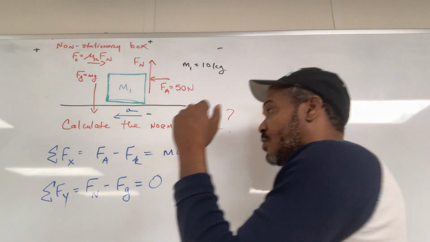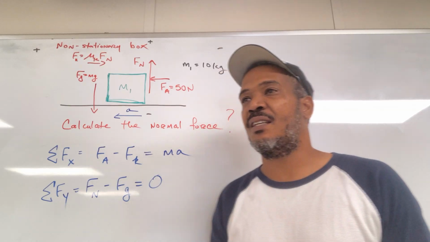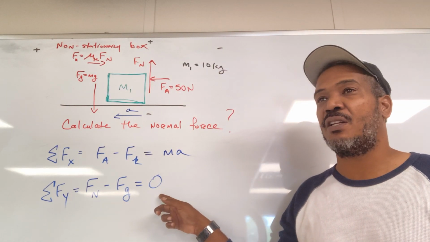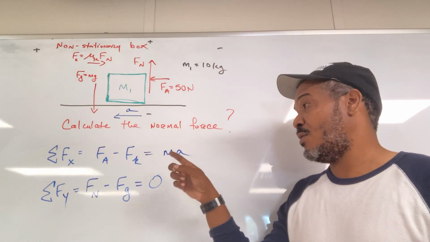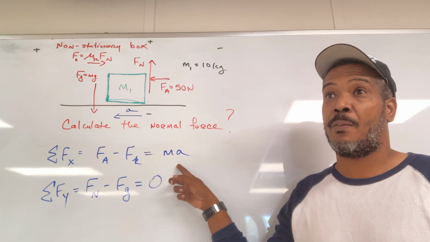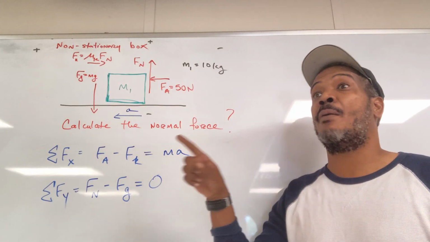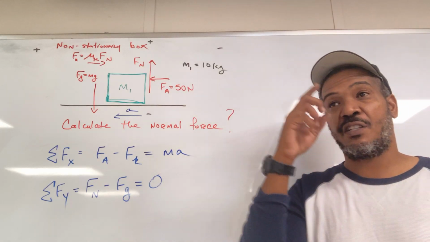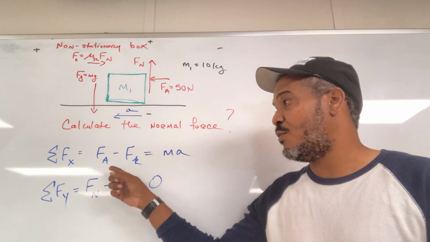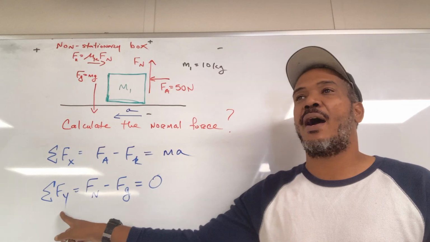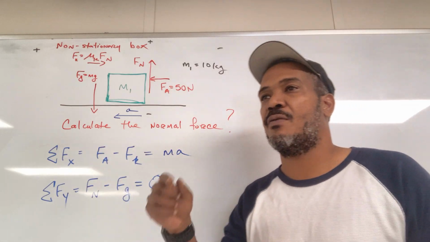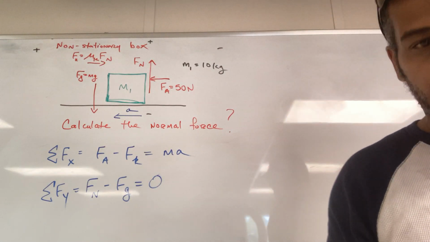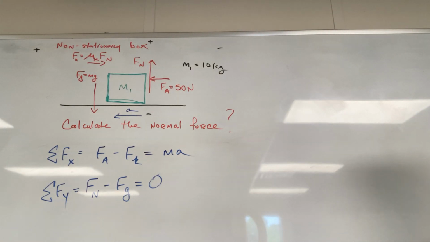When I'm talking about a non-stationary box, I should have one equation equals 0, one equation MA, because I know I'm accelerating now. In the stationary box, I wasn't moving in the X direction or the Y direction, so both of these equal 0. Okay? All right.